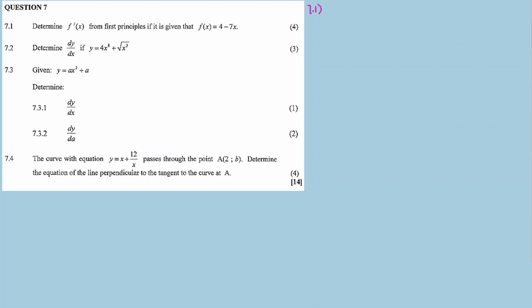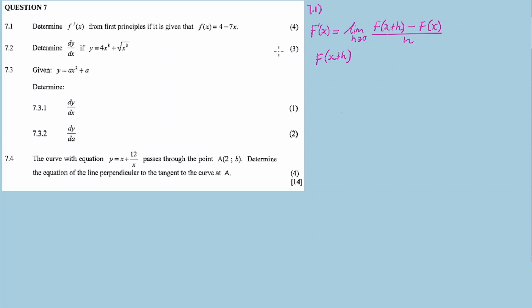7.1. Determine f prime of x from first principles if it is given that f of x is equal to 4 minus 7x. Now, first principles, we apply this equation for finding a derivative, right? This is first principles. We write f of x plus h, isolate it, then we simplify and substitute into the first principle equation.